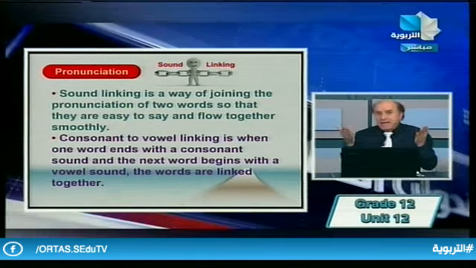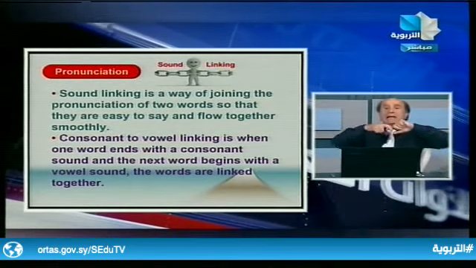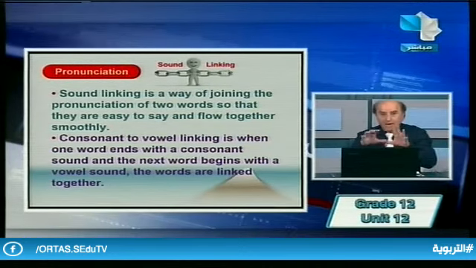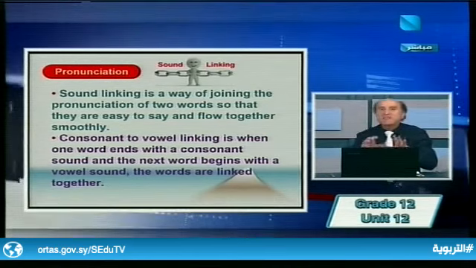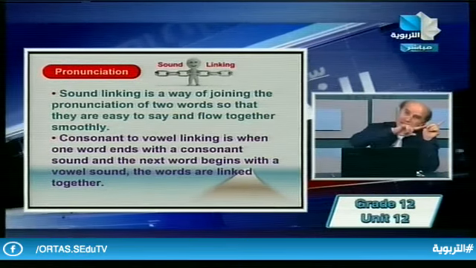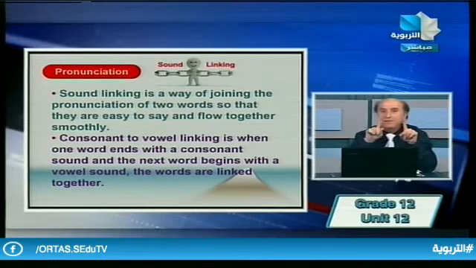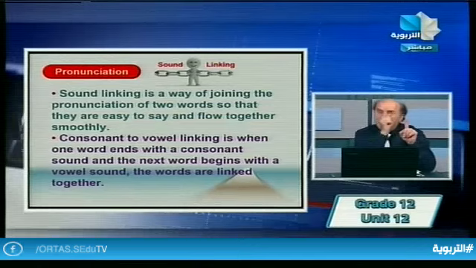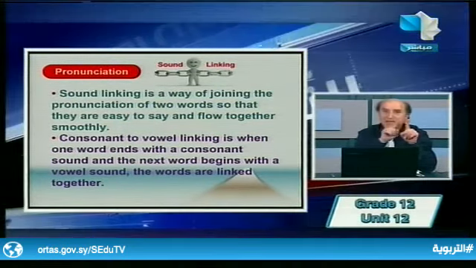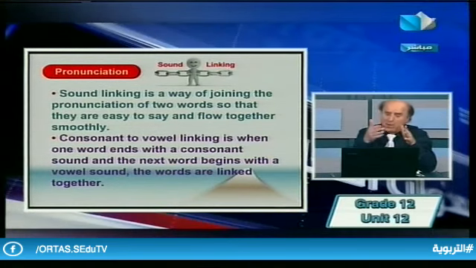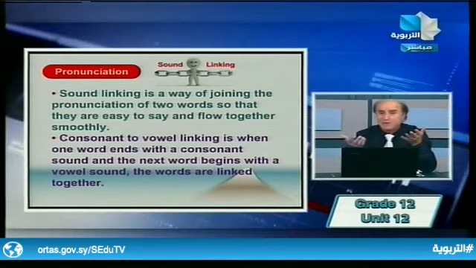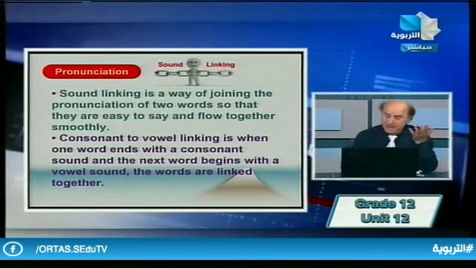Actually, we have many cases in pronunciation when we link sounds together, but in our baccalaureate book, we are focusing on just one case, which is consonant to vowel linking. We have a consonant at the end of the first word and a vowel at the beginning of the second word, and by that we can link these sounds together. Now we have many examples so that you can understand it well. Let's now, Miss Hanan, give some examples about consonant to vowel linking.